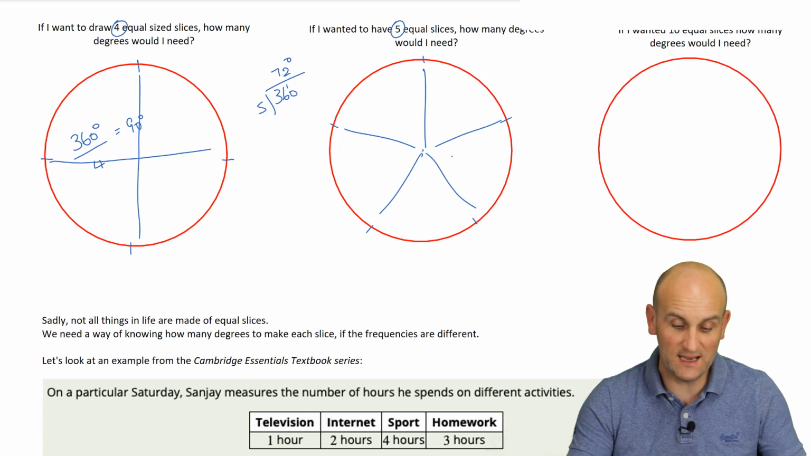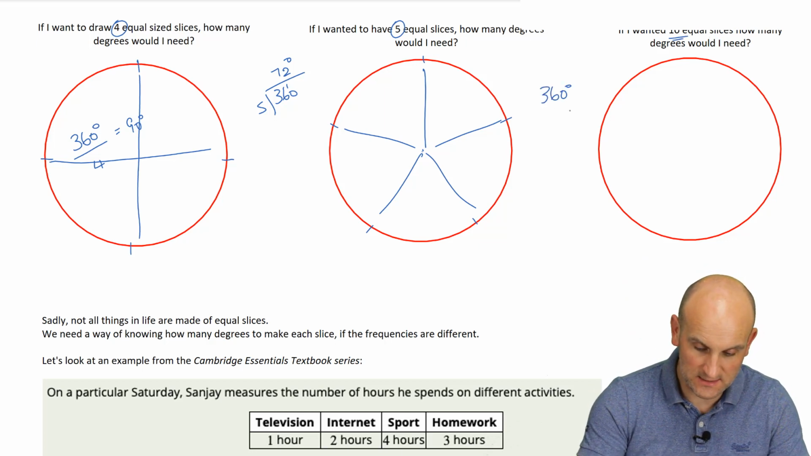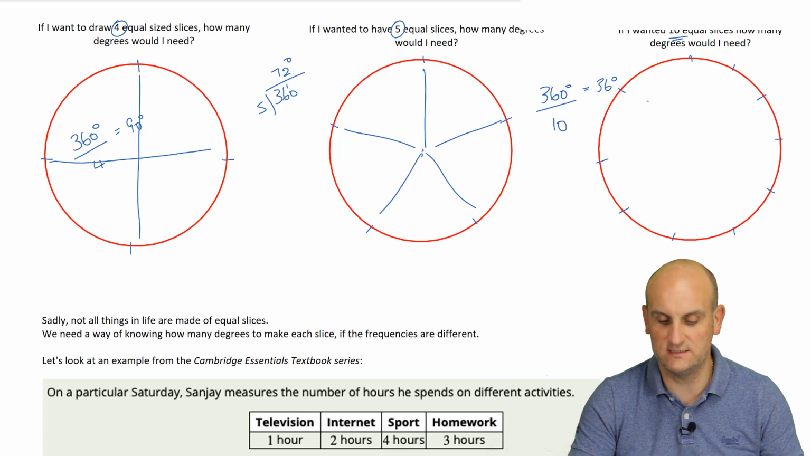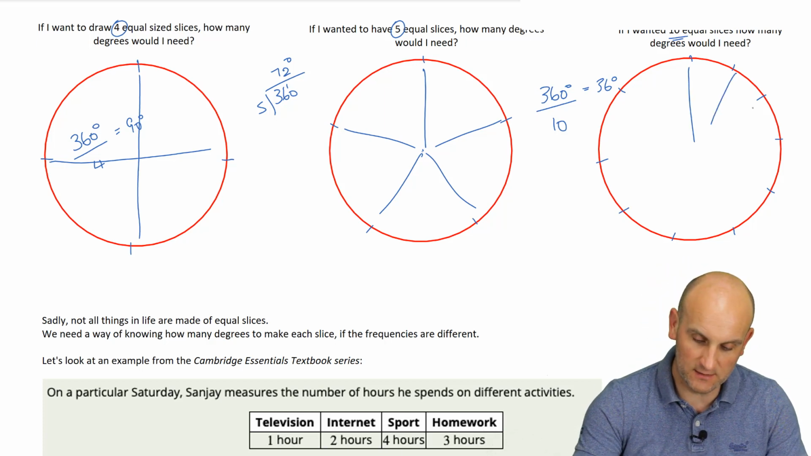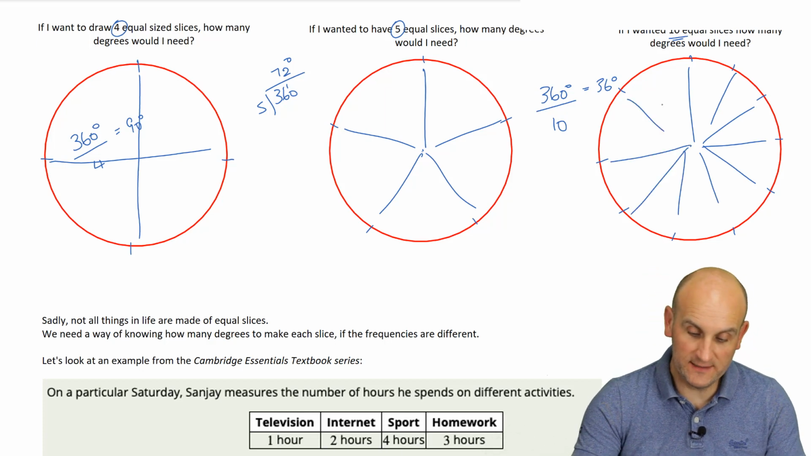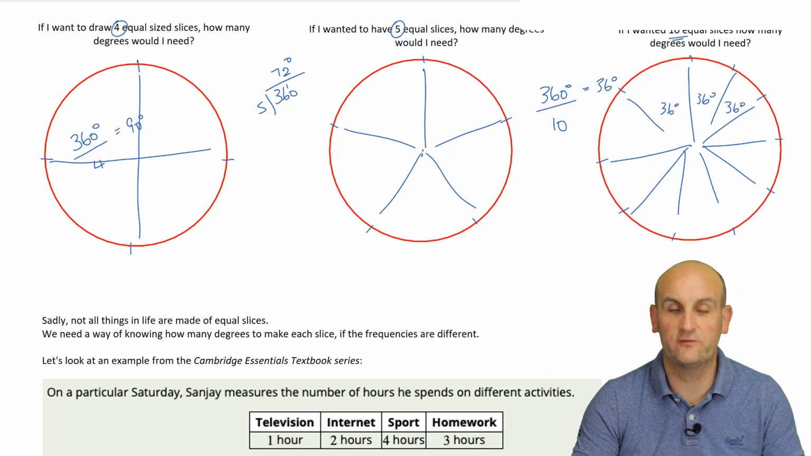And once again, what about 10 equal slices? Well, I've got 360 degrees. I want 10 slices, which would give me 36 degrees each. So there, 2, 3, 4, 5, 6, 7, 8, 9, and 10. And what we've noticed is I'm really bad at doing this accurately. But again, hopefully, if I did this properly, that would be 36 degrees big, that would be 36 degrees big, and so we go on.